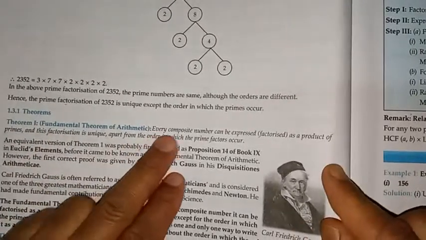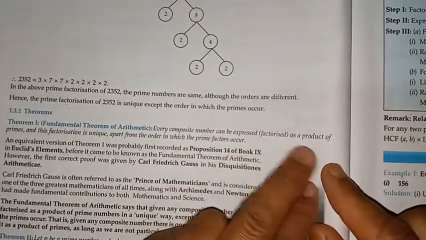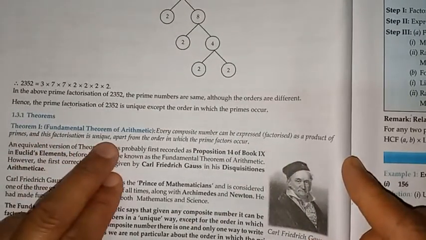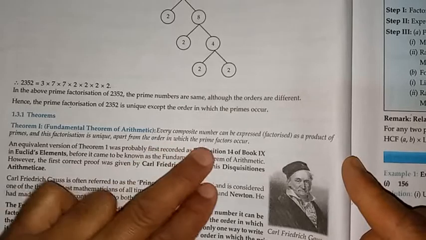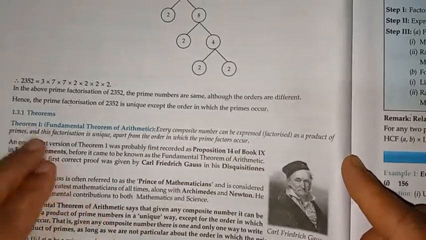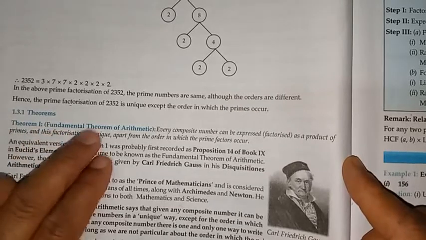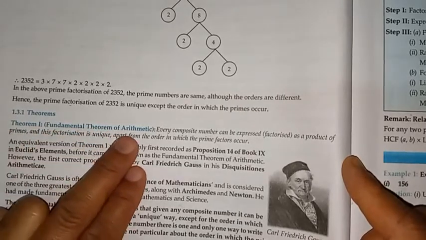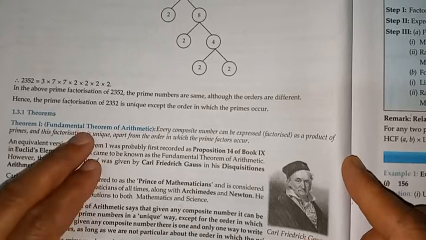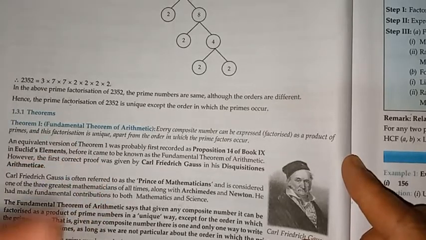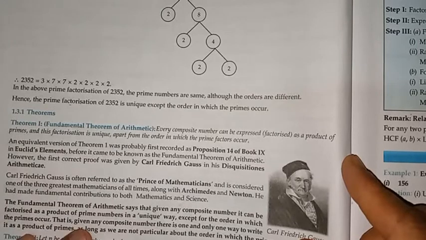It says that every composite number can be expressed or factorized as a product of primes, and this factorization is unique apart from the order in which the prime factors occur. I've explained so many times in previous videos that it is a very important theorem, and it says that any composite number, remember, a number which has more than two factors, can be expressed as the product of prime numbers in a unique way.